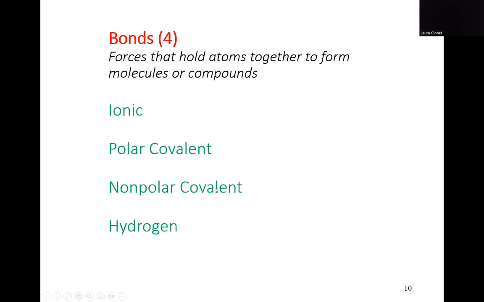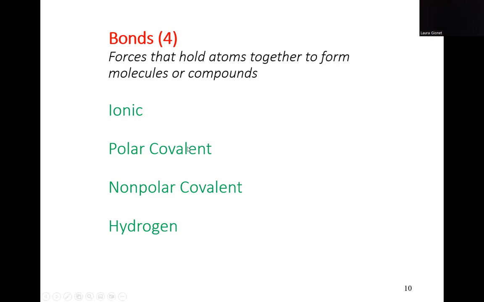Okay, so we're going to look at 4 types of bonds: ionic bonds, polar covalent, non-polar covalent, and then hydrogen bonds. Right? So bonds are forces that hold atoms together to form different molecules of compounds. Again, depending on how many electrons are in their outer valence shell, kind of gives you a prediction of which ones are more likely to share or steal or give away electrons.